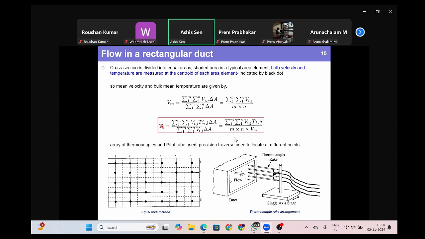Then you can find out the bulk mean temperature by, again, taking the sum of velocity V(i,j) times temperature T(i,j), divided by the total number of control volumes, 6 into 5, into the bulk mean velocity that you have found here. That gives you the bulk mean temperature.